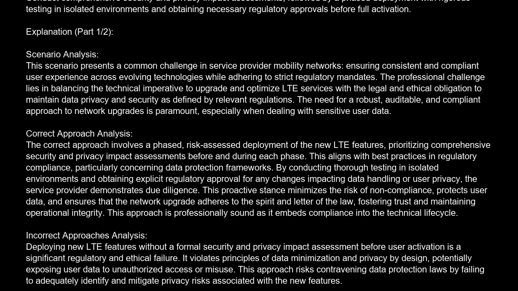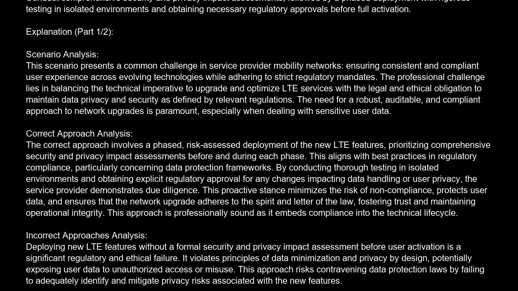This proactive stance minimizes the risk of noncompliance, protects user data, and ensures that the network upgrade adheres to the spirit and letter of the law, fostering trust and maintaining operational integrity. This approach is professionally sound, as it embeds compliance into the technical lifecycle.